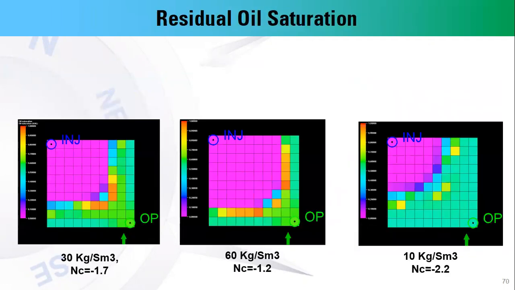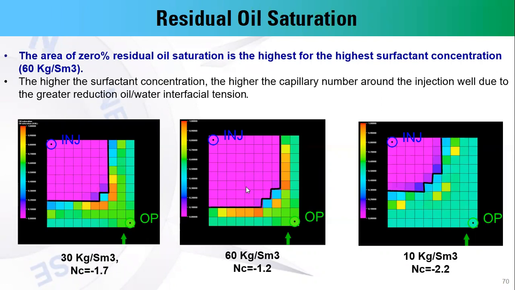So for residual oil saturation, as you can see, for the highest surfactant concentration we have the best simulation results. These are grid cells of about zero residual oil saturation, which means we have better recovery, or the highest achieved recovery in terms of oil production rate and cumulative oil production.